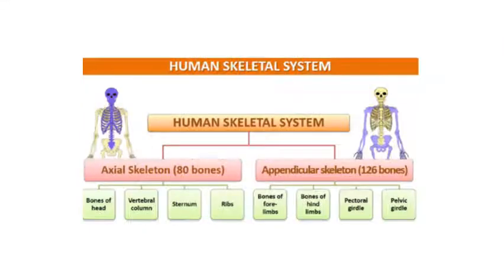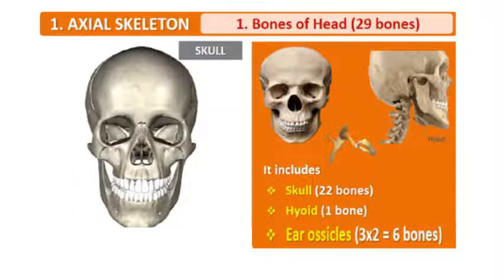The human skeletal system can be broadly divided into two categories, the axial skeleton and the appendicular skeleton. The axial skeleton has 80 bones and the appendicular has 126 bones. In the axial skeleton, we include the bones of the head, vertebral column, sternum and the ribs. Whereas in the appendicular, we include the bones of forelimbs, hind limbs, pectoral girdle and the pelvic girdle. Let us understand the axial skeleton in detail.